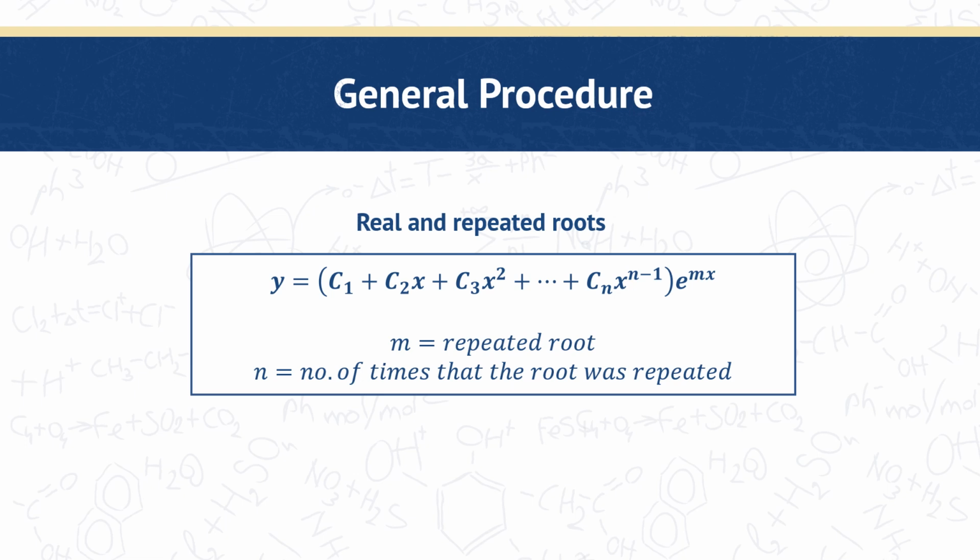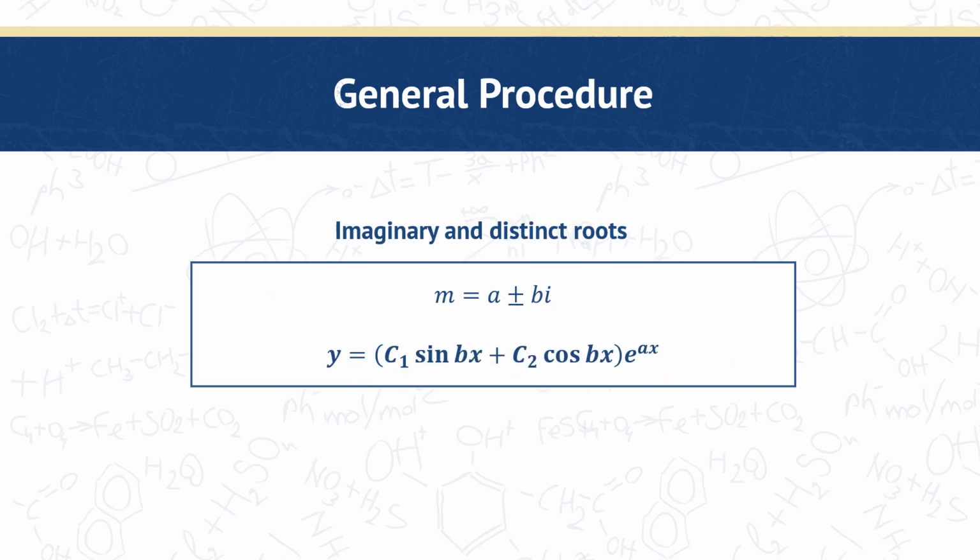Now for real and repeated roots, this is the form of the general solution. m is the repeated root, and n is the number of times that root was repeated. So y is equal to the quantity c sub 1 plus c sub 2 x plus c sub 3 x squared, and so on, times e raised to mx.